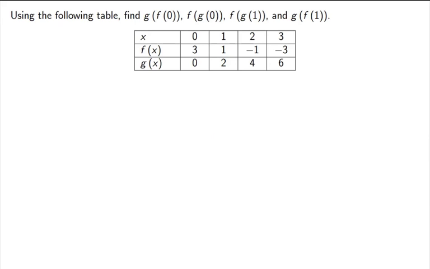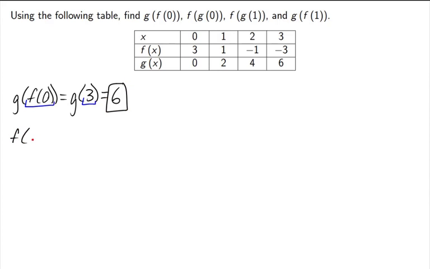Let's see if we can do this with numbers and a table of values. So, g of f of 0. Again, you want to work from the inside out. So the first thing I'm going to do is find f of 0. So f of 0, here's where x is 0. F of 0 has the value 3. So let me just trace this. The value for f of 0 is 3. And then g of 3, well, here's your g function. G of 3 is 6.